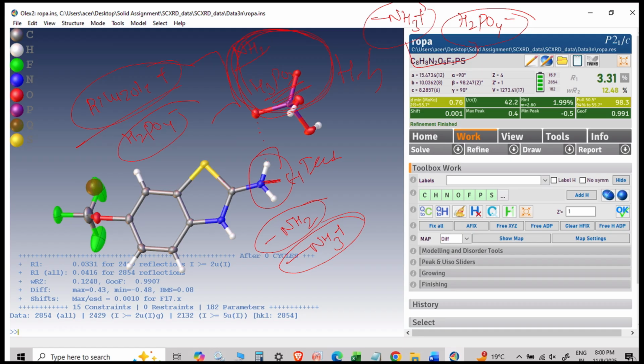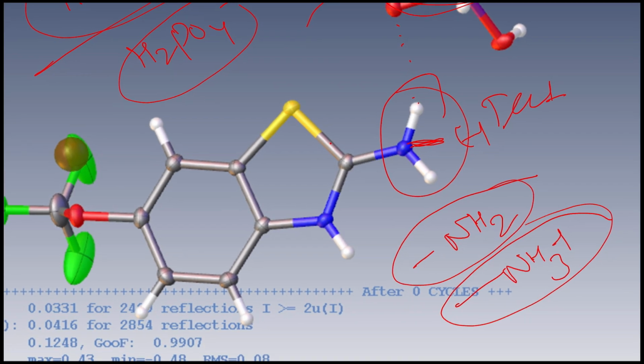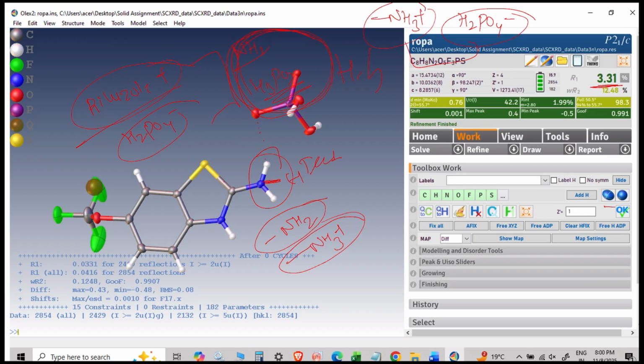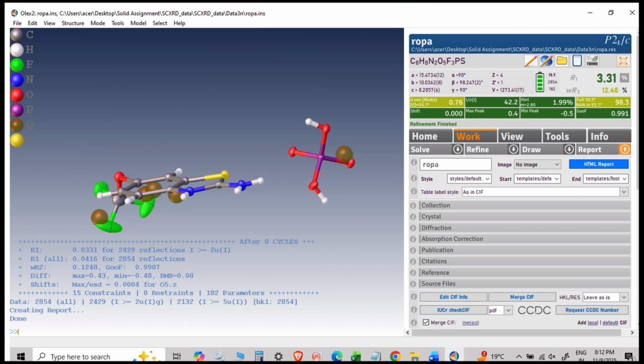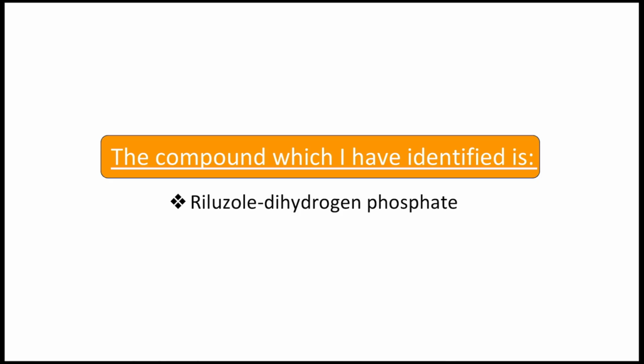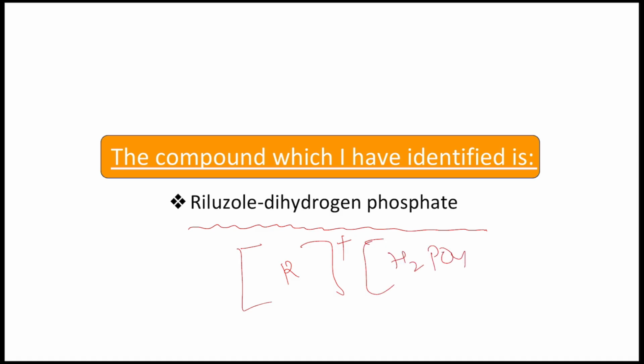These are the moieties that we got, and the final value of R is 3.31. And then I used this before assigning the hydrogen atoms. Before assigning the hydrogen atoms, I also took care of the ADP parameters so that the thermal vibrations could be minimized. And after some small tweaks here and there in the structure, I got the final substance as riluzole dihydrogen phosphate, which is this particular moiety. Here's the riluzole, there's a positive charge, and dihydrogen phosphate is here with a negative charge. So the charge balance has to be taken into account because the body being polar, they have to be more soluble in the body.